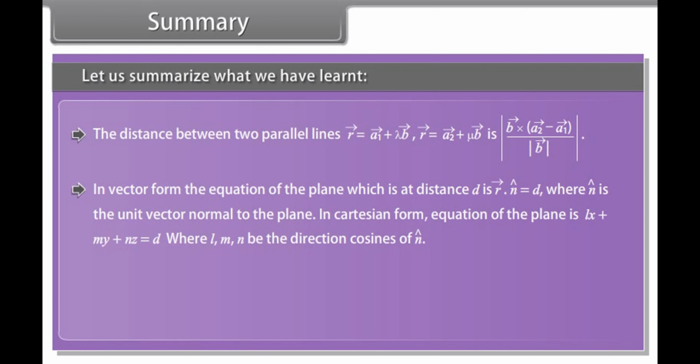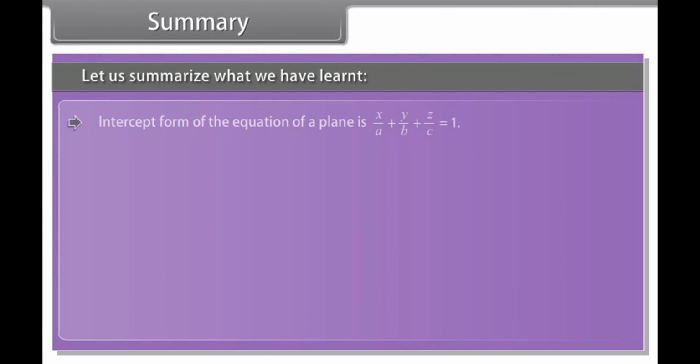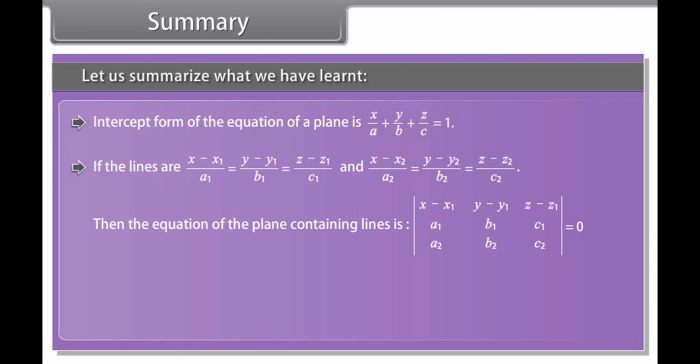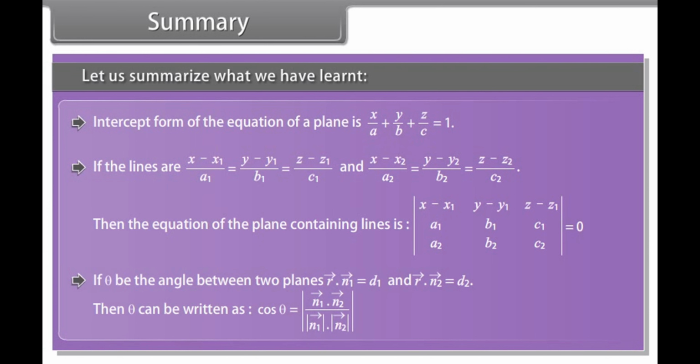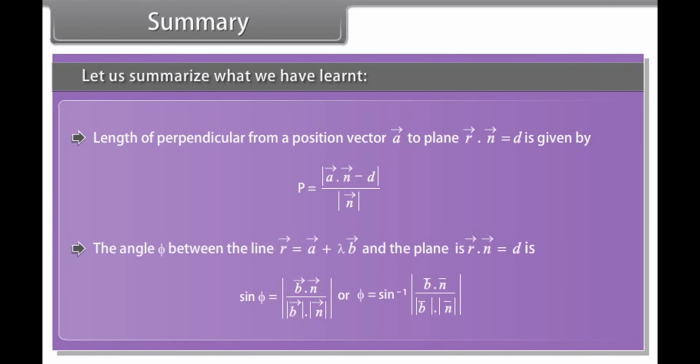In Cartesian form, the equation of the plane is given by the formula, where l, m, n are the direction cosines of n cap. The equation of a plane perpendicular to a given vector and passing through a given point is, in Cartesian form, given by the formula, where A, B, and C are the direction ratios of the plane. The intercept form of the equation of a plane is given by the formula. The equation of the plane containing two lines is given by the formula. If theta is the angle between two planes, then theta can be written as given. The length of the perpendicular from a position vector A to a plane is given by the formula. The angle phi between the line and the plane is given by the formula.